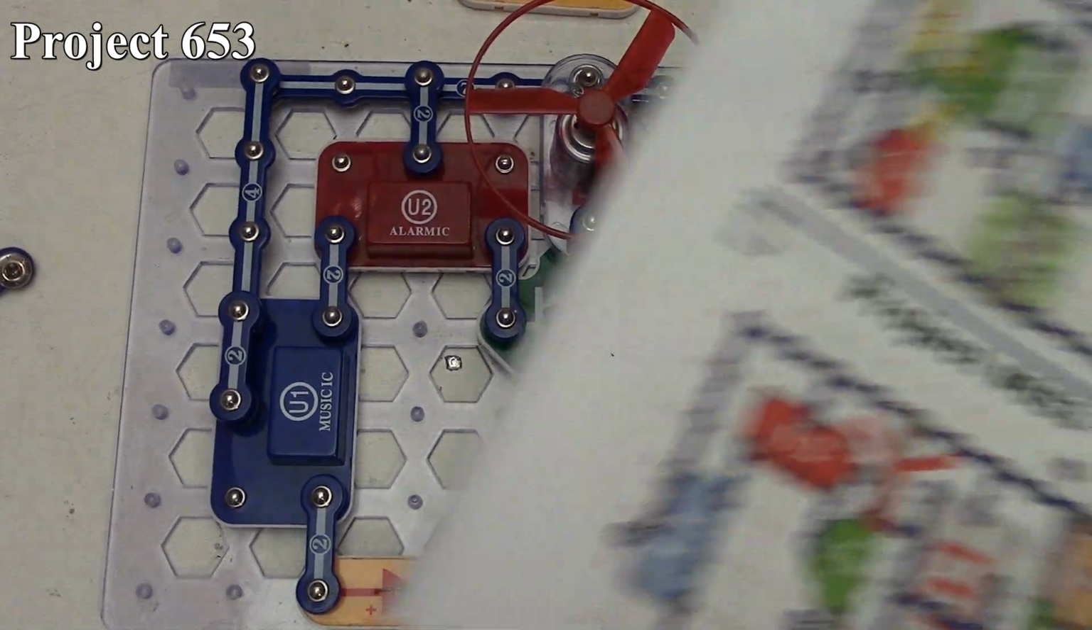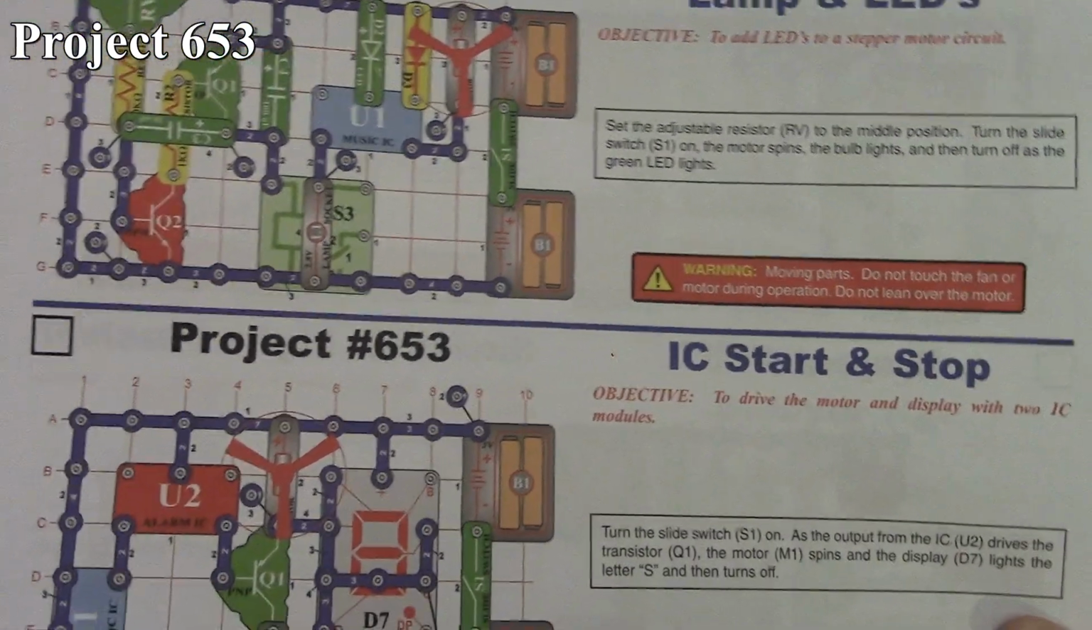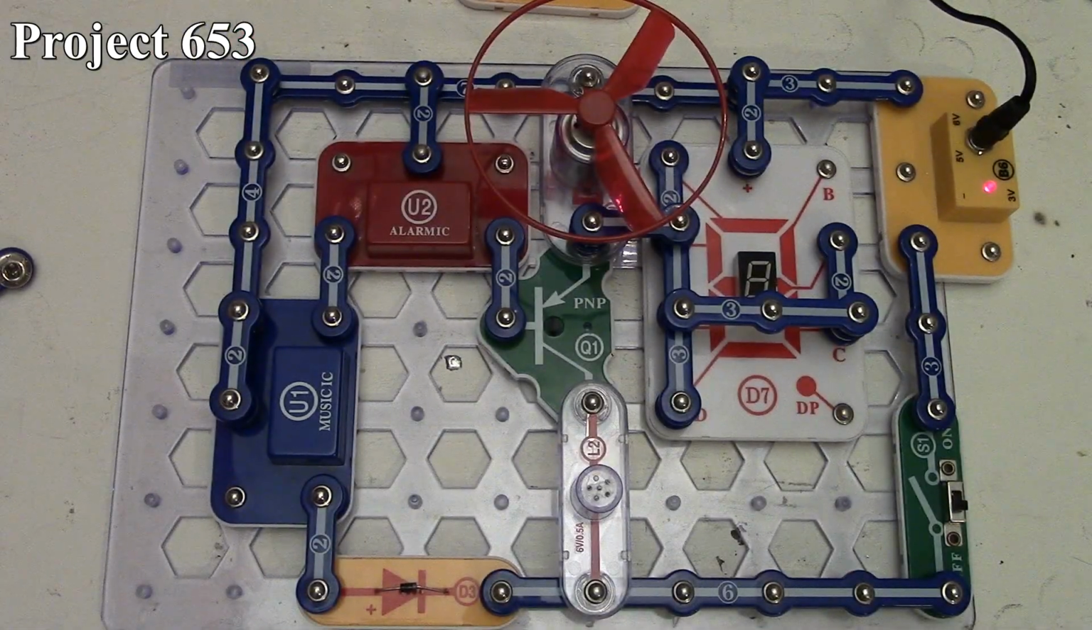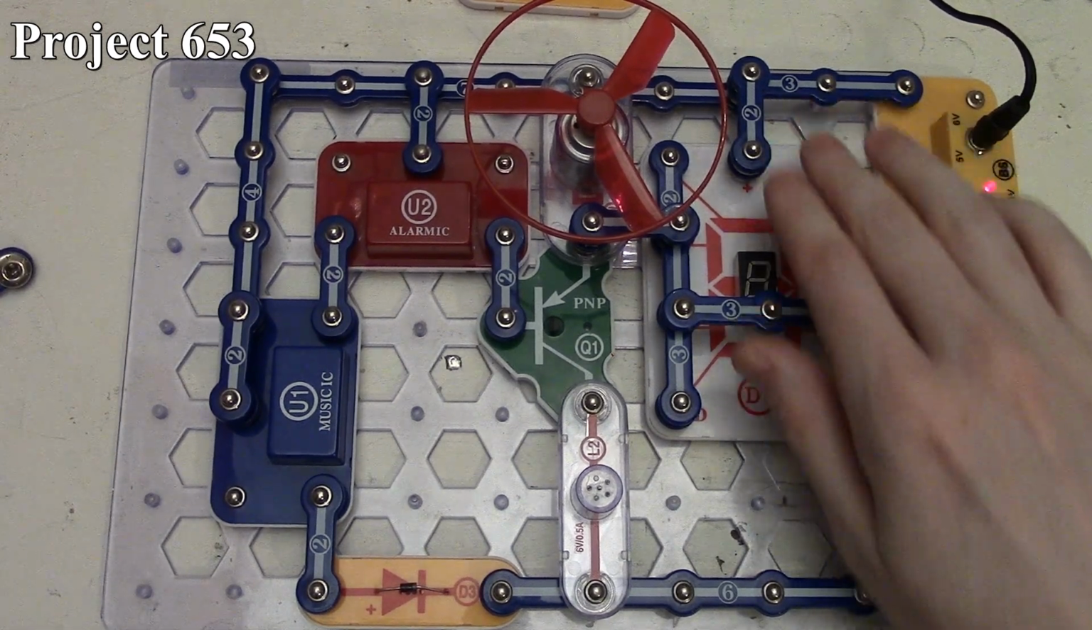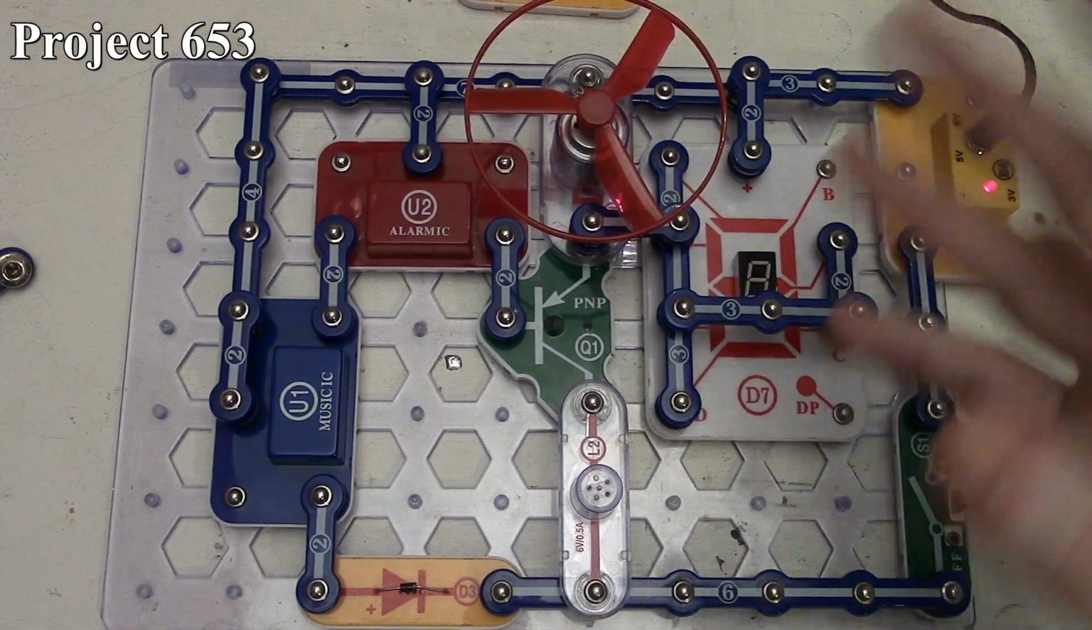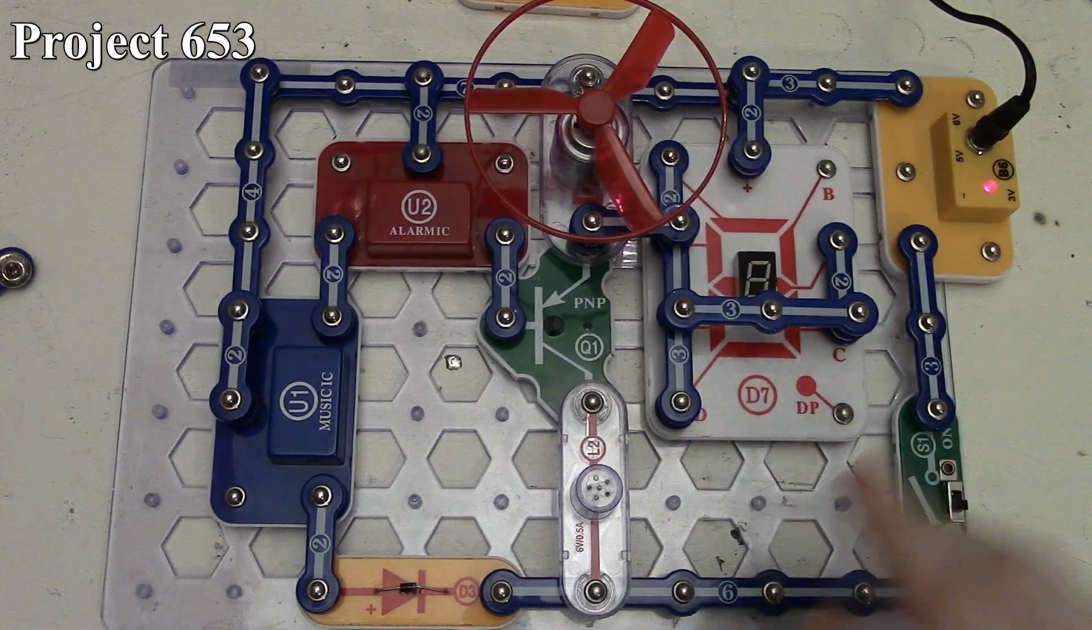So here we are with IC start and stop, project number 653. There it is in the book, and here it is on the board. So the circuit is relatively simple. I think we had a setup like this before. We got a 6-volt supply going to our 7-segment LED. It's been set up so that it displays the number 5 or letter S, depending which way you interpret it.